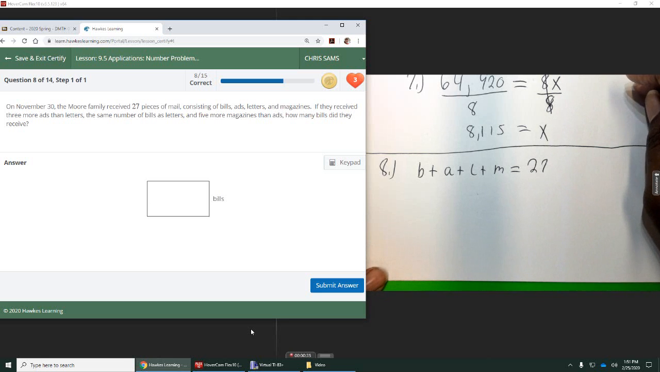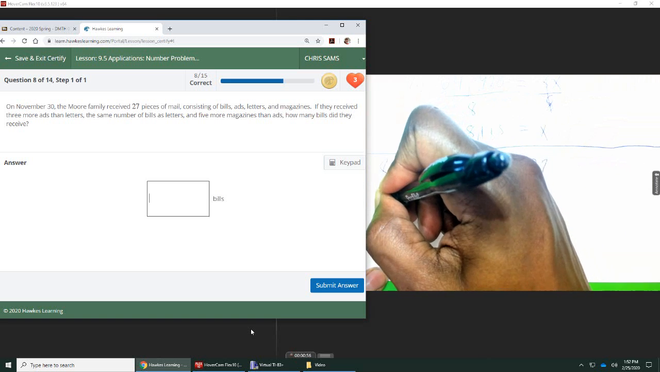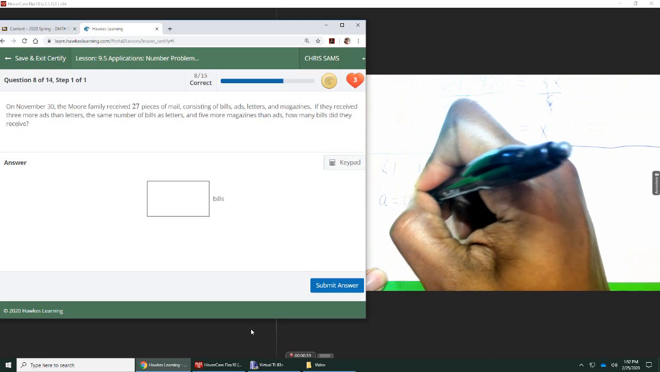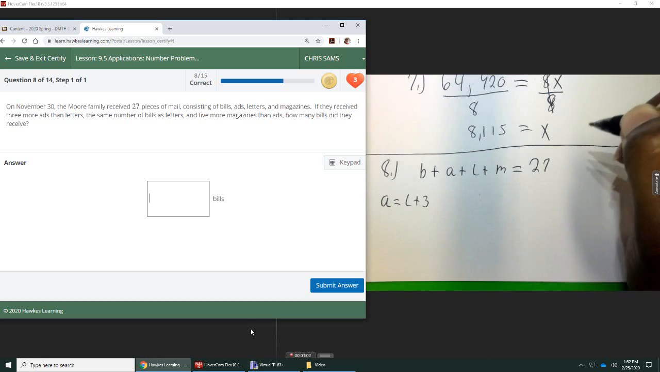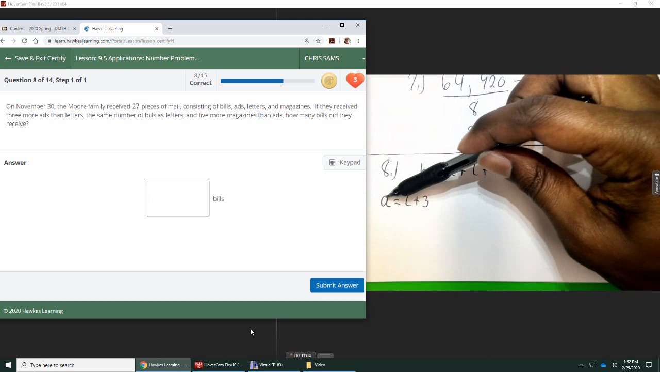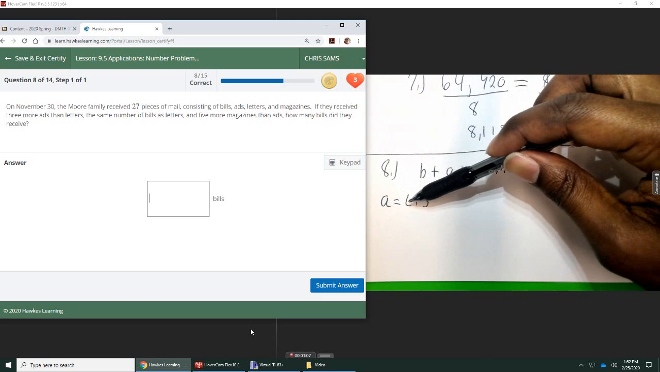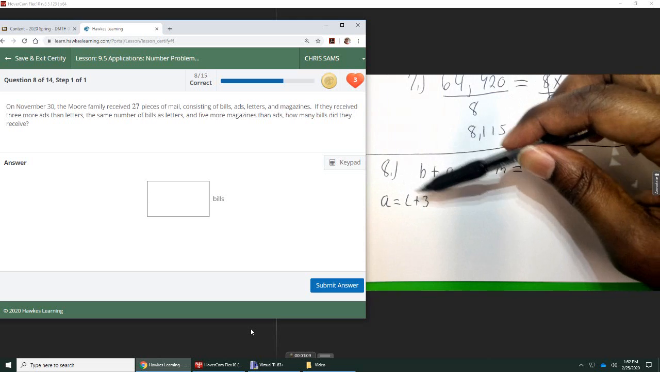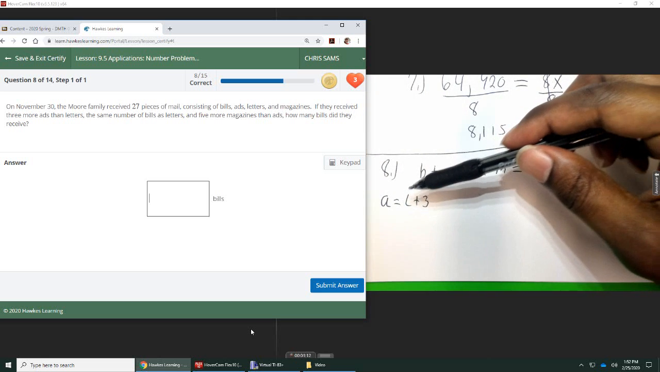And then it says if they receive three more bills than ads. Okay, so remember when we see that more, we reverse the order. So we're going to add... if they receive three more ads than letters. Okay, so they receive more ads than letters. So we're getting a comparison. So ads is equal to letters plus three. We're adding three. And if we know ads, it says they received three more ads than letters. So if I know how many letters they have, I add three. That tells me how many ads. So they had three more of those than letters.